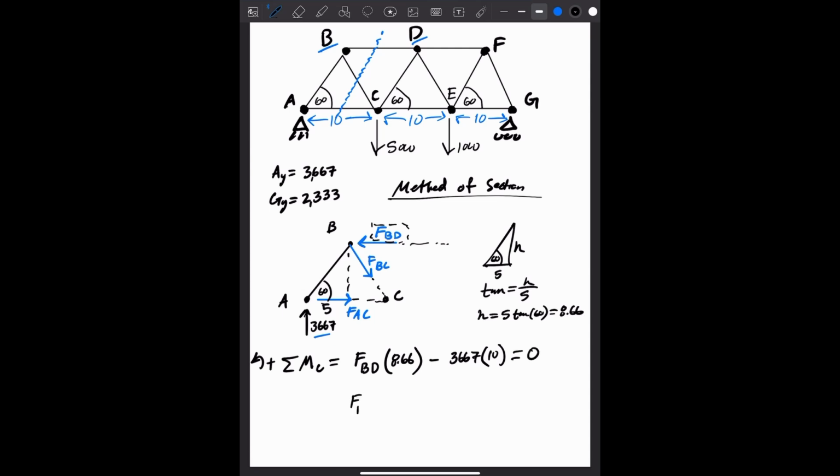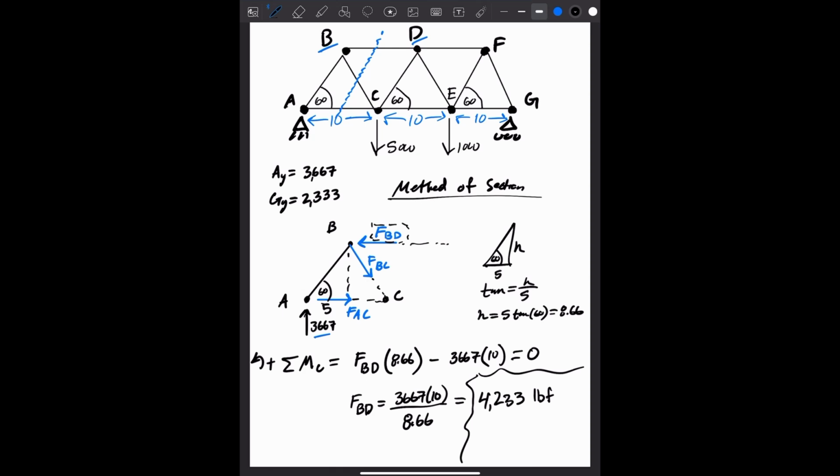So let's solve for FBD now. It's equal to 3,667 times 10 divided by 8.66. Fix the 10 times 10. And that's going to come out to 4,233 pound force. No, I haven't been labeling that.